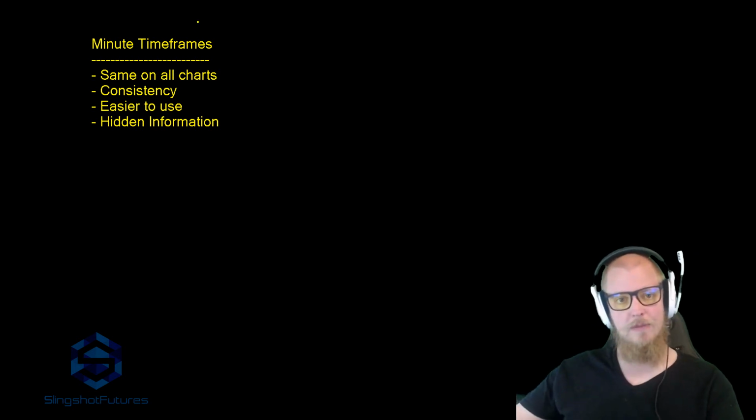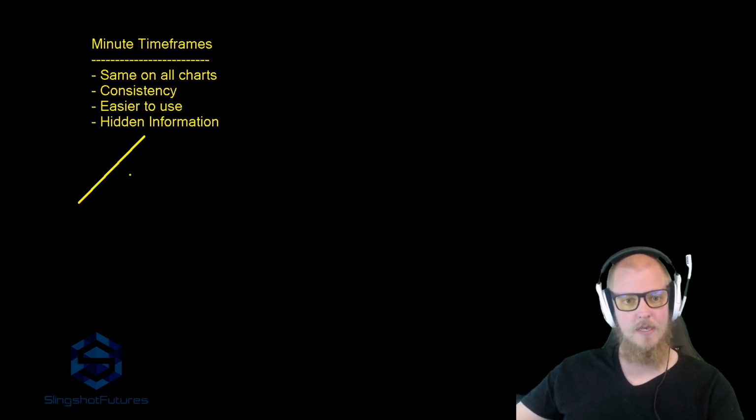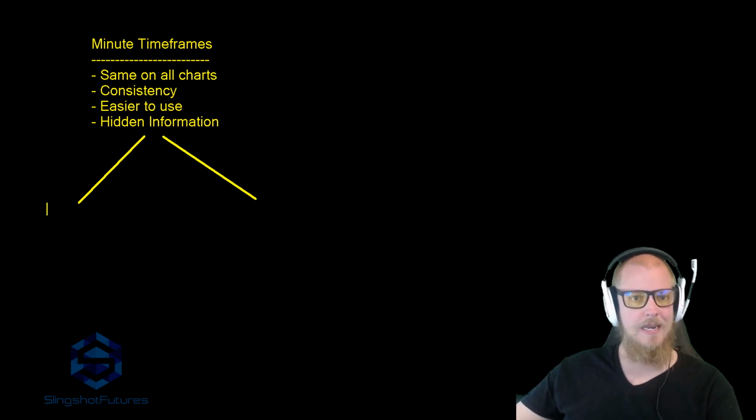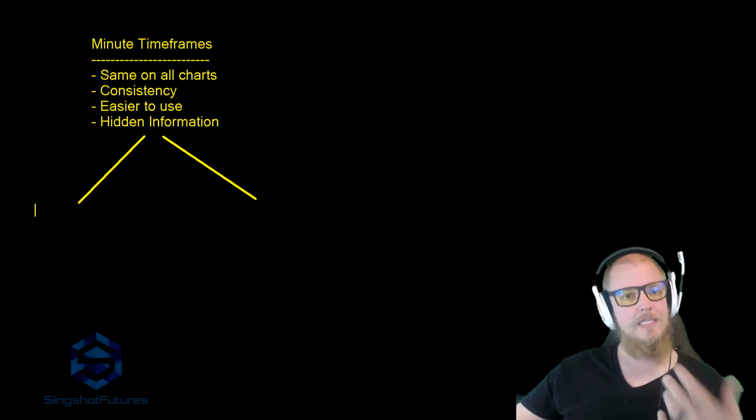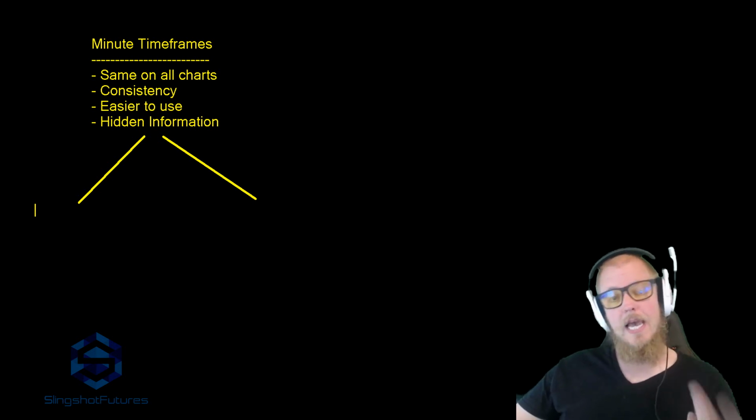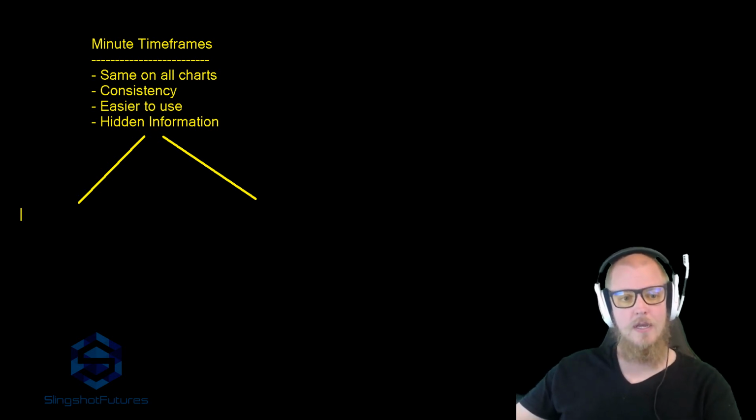Now, some other time frames, right? We can break this down even further. Actually, I'm going to do it like this. We can break these down even further and say, okay, well, we know that minute time frames tend to be a little bit more consistent. It's easier to use generally, and there can be some hidden information on there. Now we can break it down to faster, slower, etc.